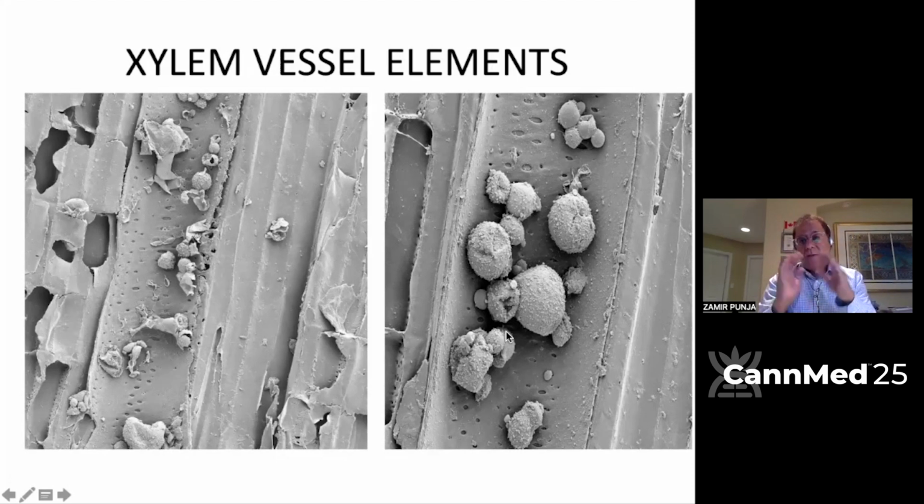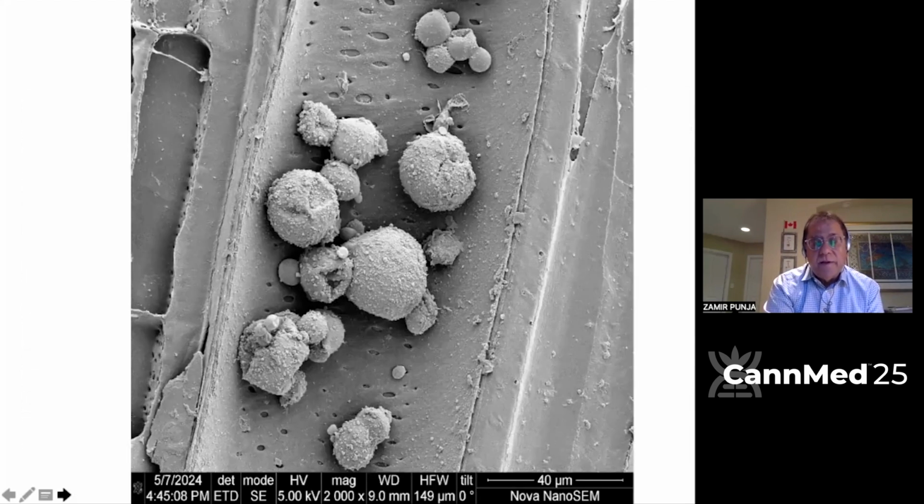Okay, so we opened up the xylem tissues and we looked inside with our scanning microscope and we found them. We found these spores. There's all types in here. This is a close-up. You can tell there's got to be at least 3 or 4, if not 5 different species based on the size and the shape of these particular spores.